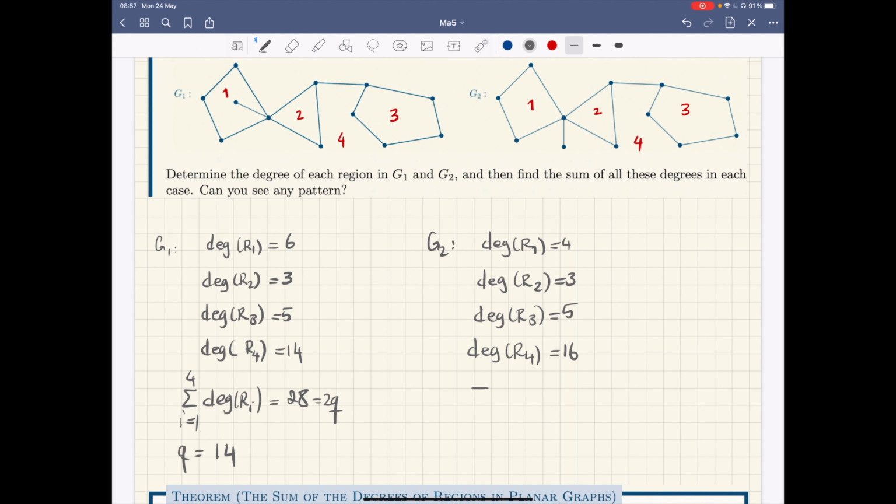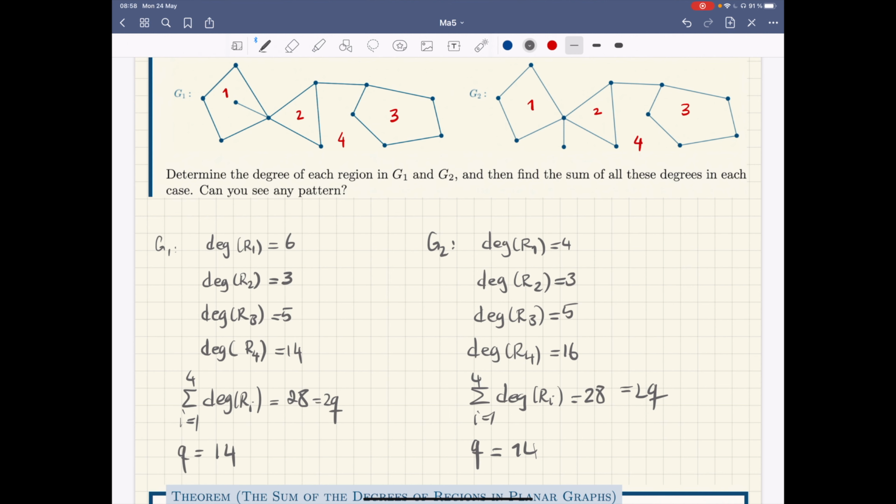If I add them now, so sigma degree of Ri, i goes from 1 to 4. So how much is that? 21, 24, 28. And again, if I ask you what's Q, of course it is clear that it's 14 still, and that's exactly equal to 2Q. So is that understandable?